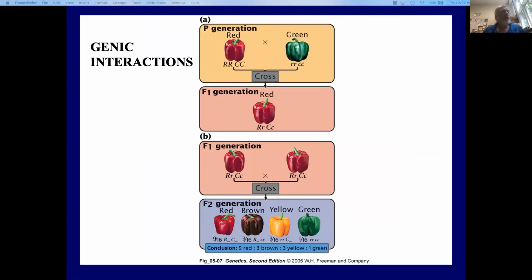And this shows the entire cross from start to finish. In P, parental generation, F1, first filial generation, F2, second filial generation, and it's the F2s that show the characteristic phenotypic ratios.